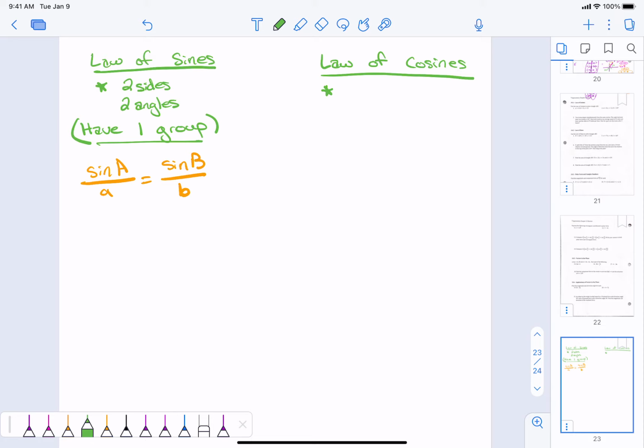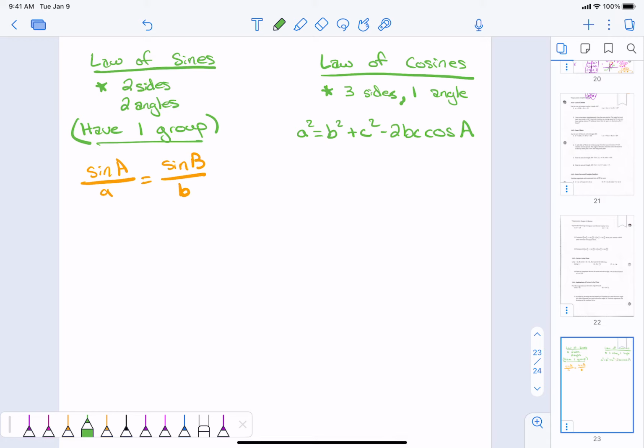Law of cosines, which was section 10.1. So we had 10.2 and 10.1. Law of cosines involves three sides and one angle. I'm going to say three sides, one angle. And the formula for the law of cosines is a squared equals b squared plus c squared. It's like the Pythagorean theorem, but then minus 2bc cosine of A.